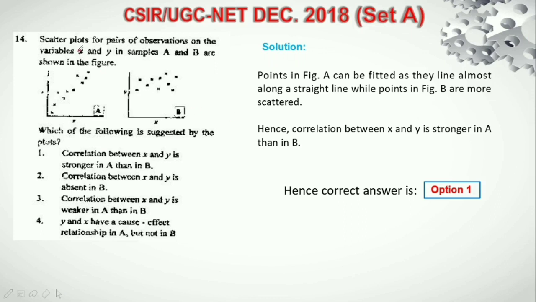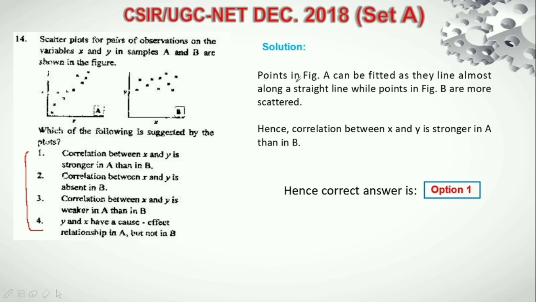Question number 14. Scatter plots for pairs of observations on the variables x and y in the sample A and B are as shown in the figure. So this is sample A and this is sample B. Which of the following is suggested by the plots? So basically we have to tell about the correlation between the two samples.